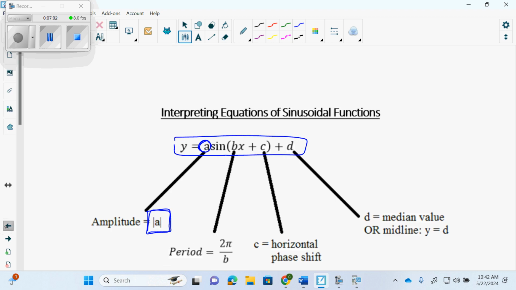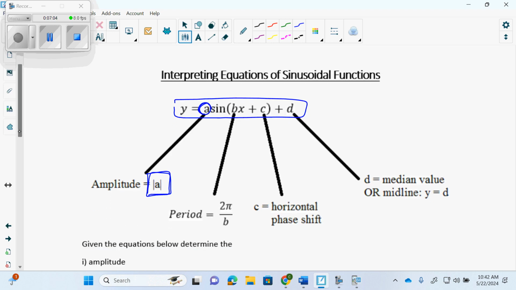Okay, cool. Let's go back to this. Now we're going to talk about the median value, the midline. This one we're going to talk about next. Easiest thing to find ever, because it is whatever your D is. That's it. Can midlines be negative?